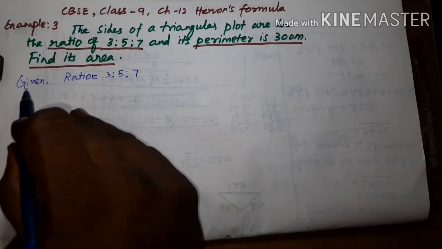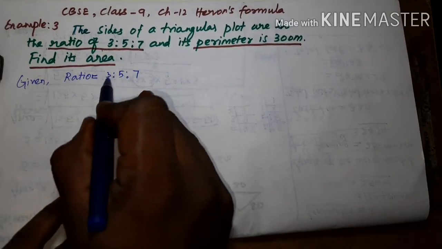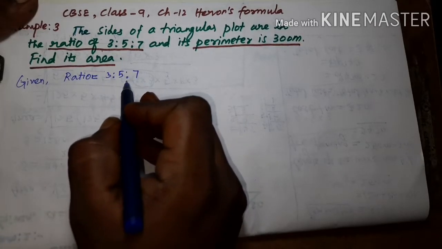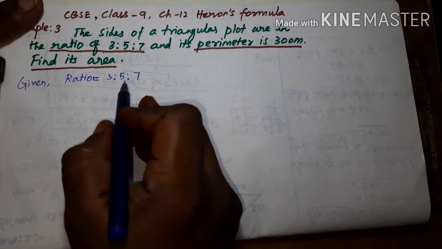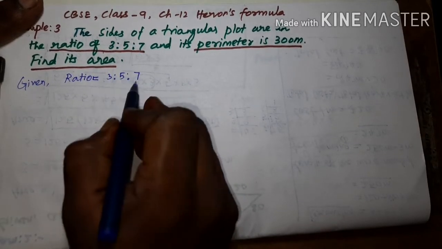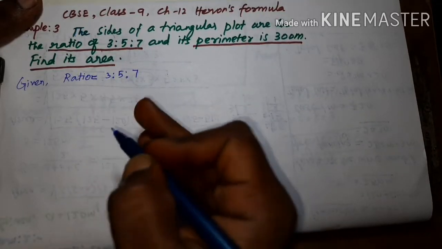First I am going to write the given values. What is given is the ratio of sides, 3:5:7, and ratio means nothing but the simplest form of your fractions. So it is not the exact value of this triangle. So we need to find the exact values of the triangle first, and then only we are going to find the area of the triangle.